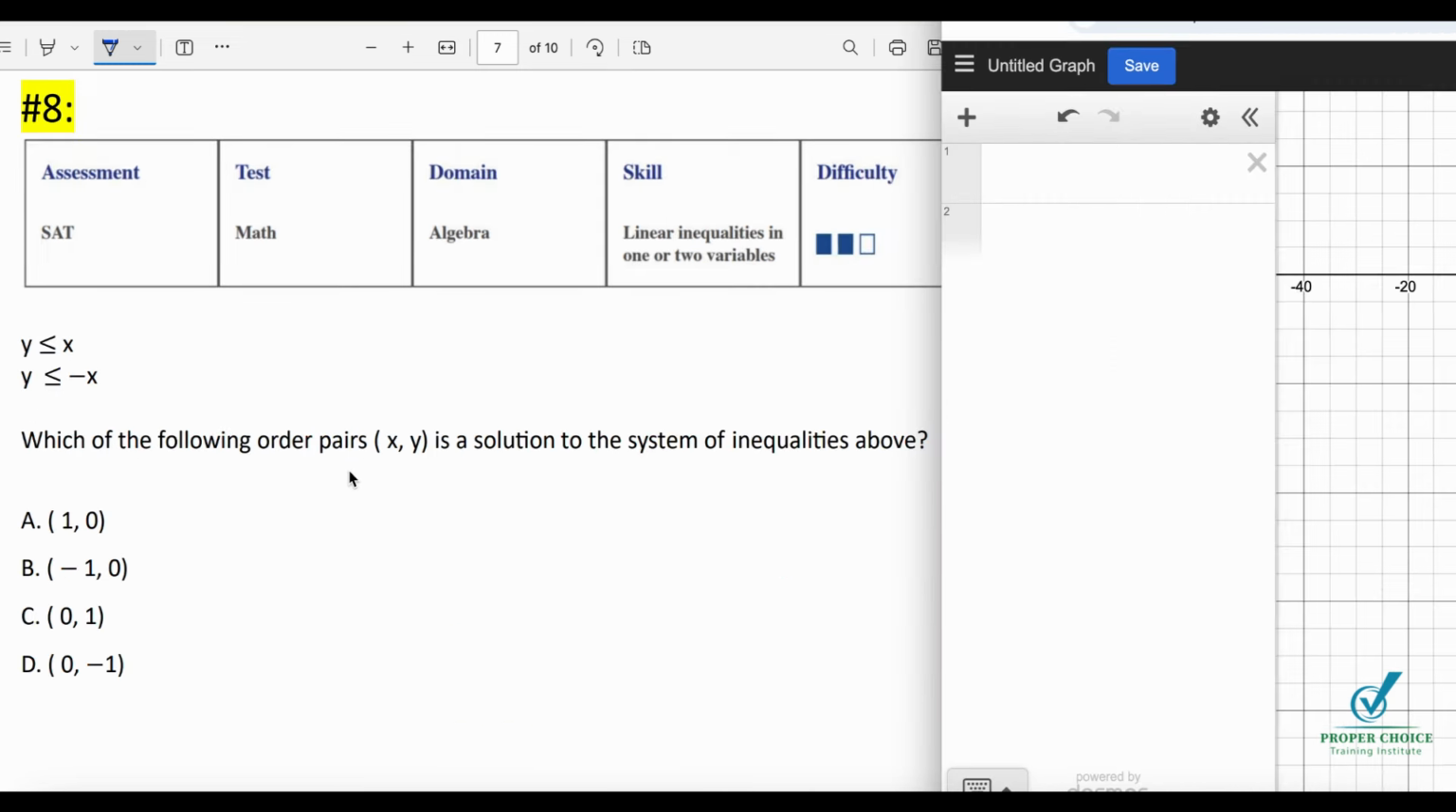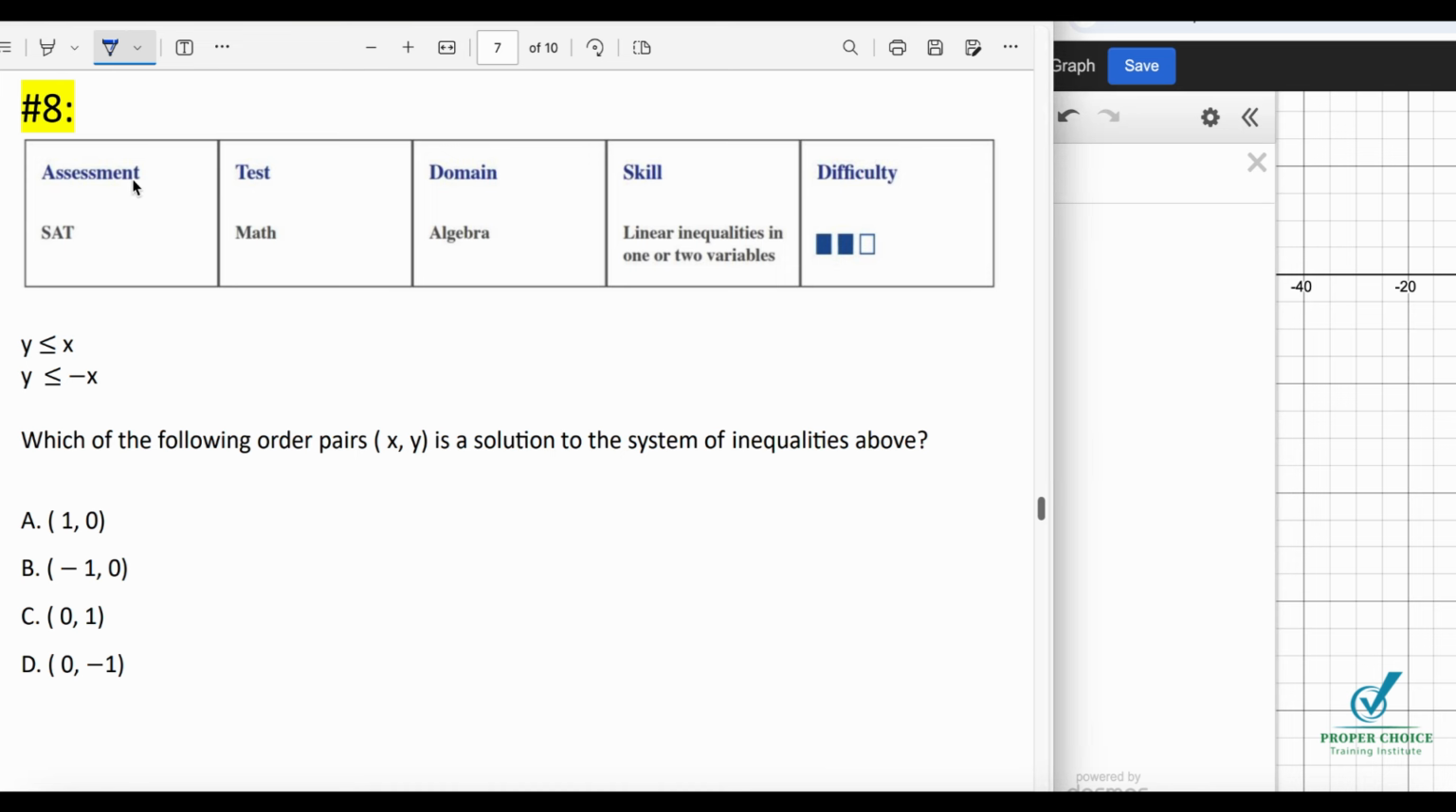Which of the following ordered pairs x comma y is a solution to the system of inequalities above? So here we are given a system of inequalities, that is y is less than or equal to x and y is less than or equal to negative x.